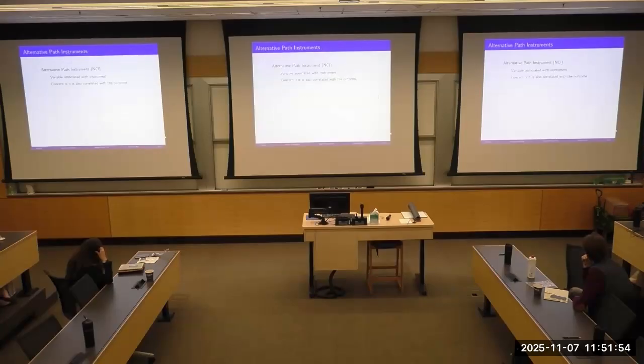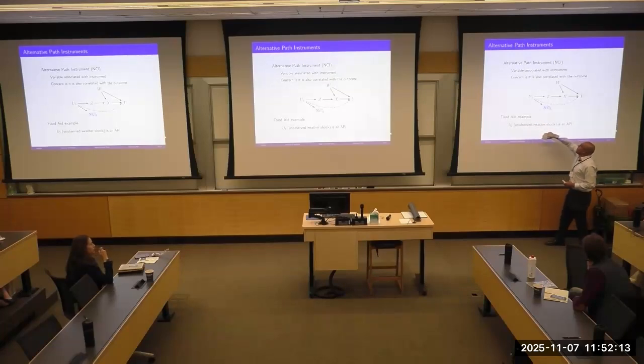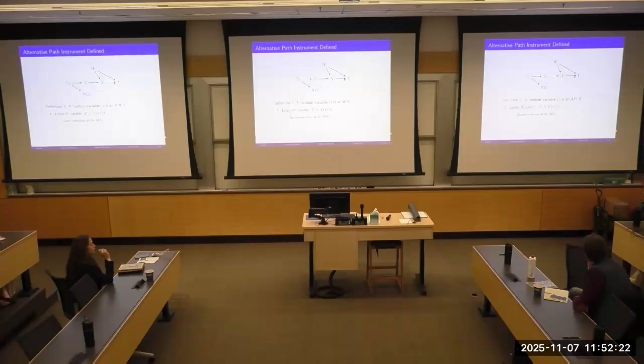The key thing I really want to highlight is they also have these negative path, the alternative path instruments, right? This is where you have a variable that's associated with the instrument, and the concern is also associated with the outcome. Here, the example again is the food aid example, where you've got these unobserved weather shocks. We're using, say, wheat production as the instrument, and the alternative instrument would be orange production, which should not be associated with food aid. They have the same setup here.